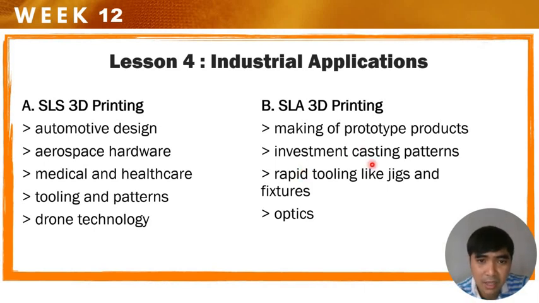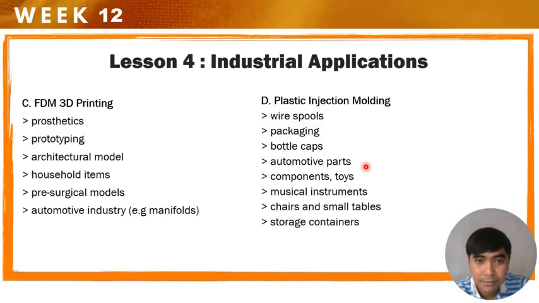And the casting patterns. We all know that casting patterns are expendable, meaning they are destroyed in the process of casting. So it requires soft materials. Next, FDM 3D printing: prosthetics, prototyping. So it is the same as SLS.